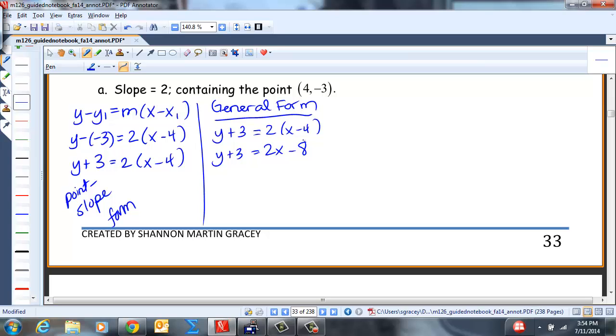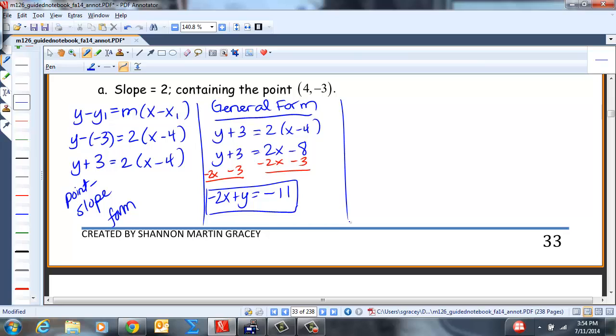And we want to subtract 2x from both sides and subtract 3 from both sides so that we get the constant alone on the right. So we'll have -2x plus y is equal to -11, and that is our general form.